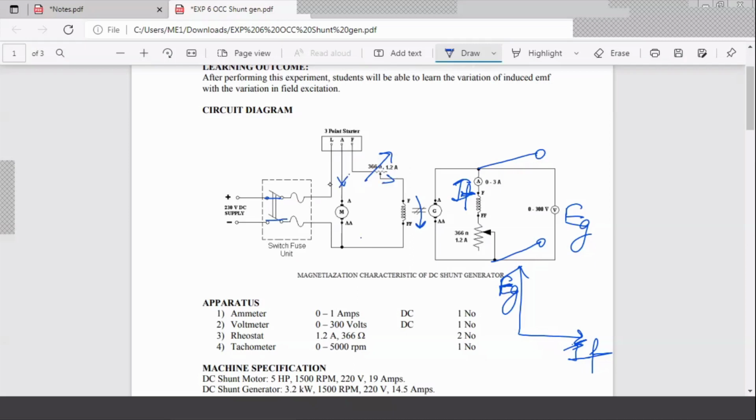What will happen because of this? There will be a torque which is produced. Current carrying coil which is placed in a magnetic field leads to the production of rotation or torque. Now this torque will rotate the second machine here, which is working as a generator. Okay, and in that there is no load connected here. We are just measuring the voltage and the field current for us.